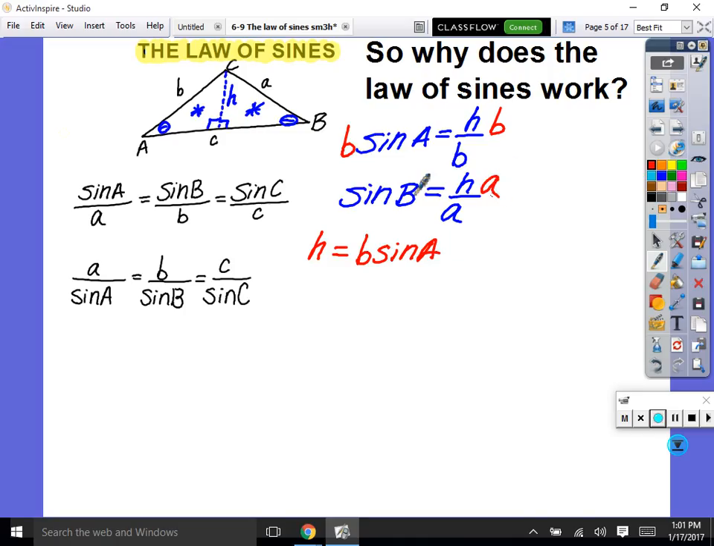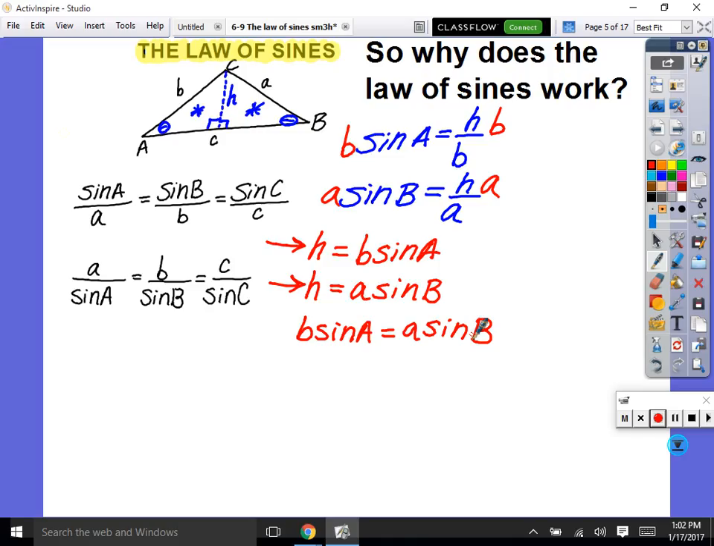Multiply both sides by A. Isn't this H and this H the same? Wasn't it the same height, guys? So H is also equal to A sine of B. Okay, so guys, if their heights are equal, aren't they equal? So isn't this statement equal to that statement? So we would say B sine of A equals A sine of B.